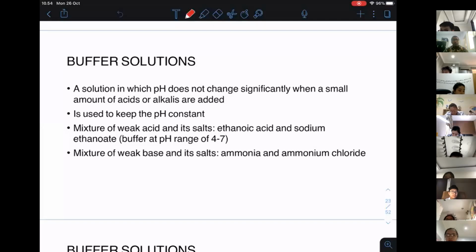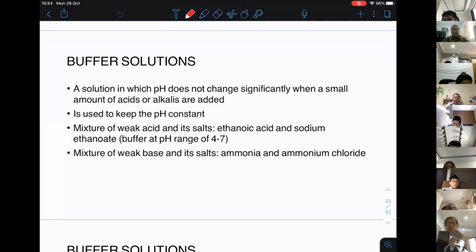A buffer is a solution in which the pH does not change significantly when a small amount of acid or alkali is added. Okay, that is a buffer. We always use buffer solutions to keep the pH constant. How do we get buffer solutions?